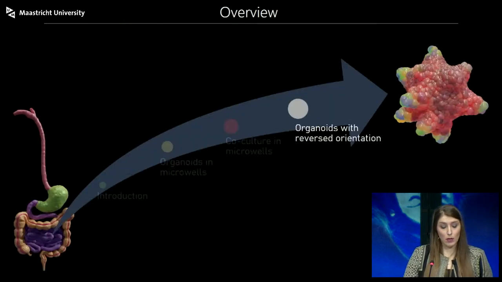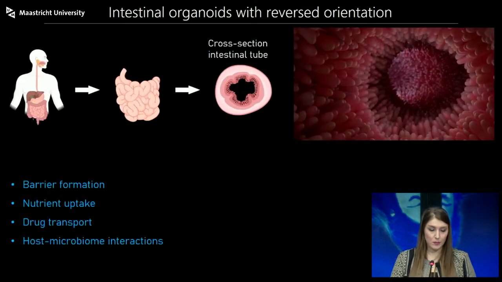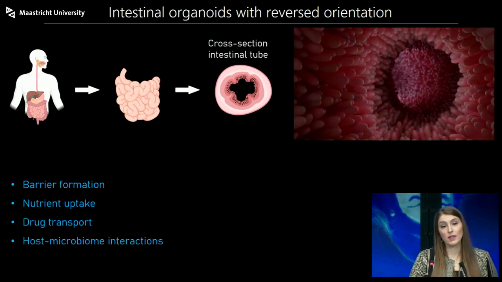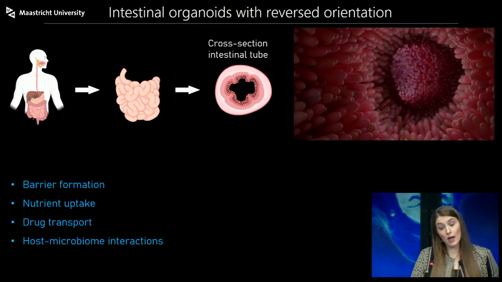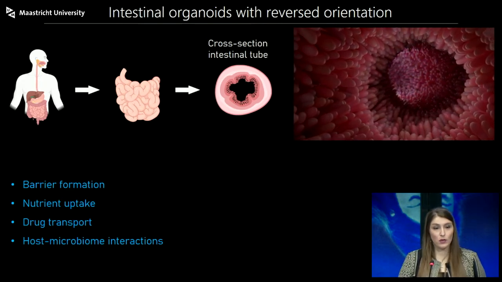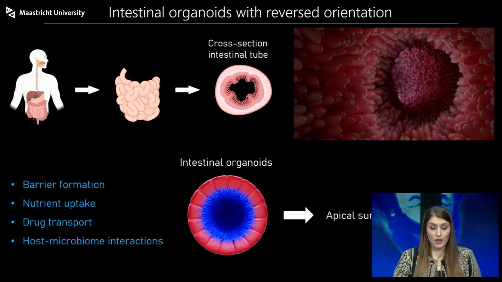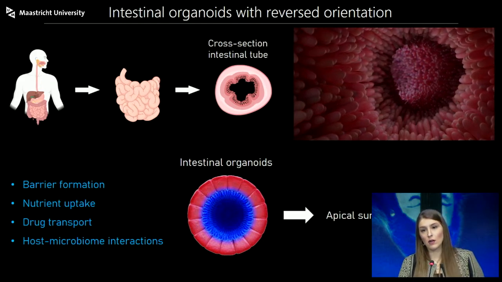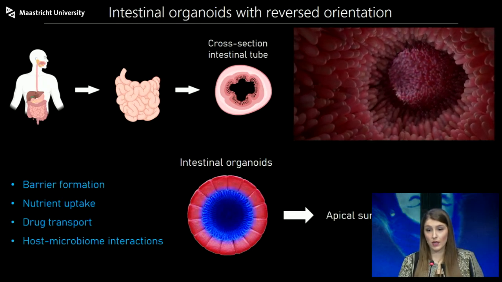The next model we will discuss today is organoids with reversed orientation. Now we focus more on the inner surface of the intestinal epithelium, which faces the lumen. This is the apical surface where apical junctions create a tight barrier and nutrient uptake, drug transport, and host-microbiome interactions take place. One limitation for studying such functions in organoid models is that the apical surface is in an enclosed position. So for this reason, we developed organoids with reversed orientation.